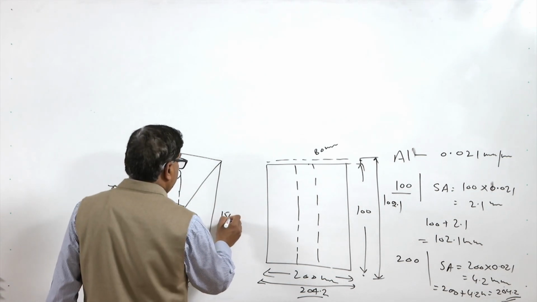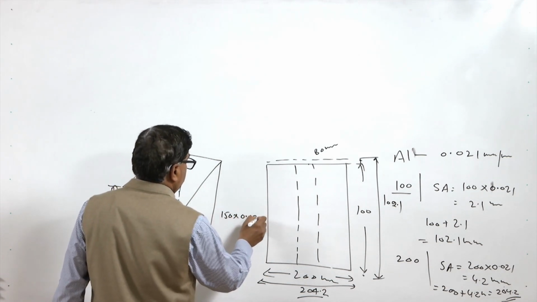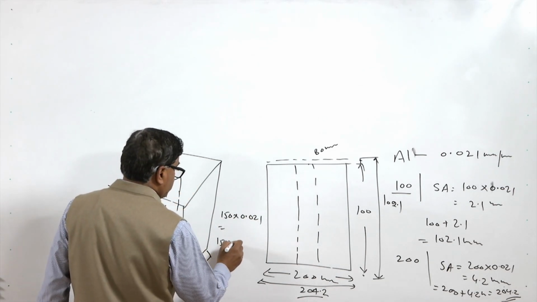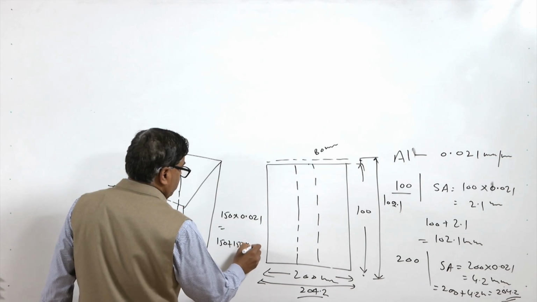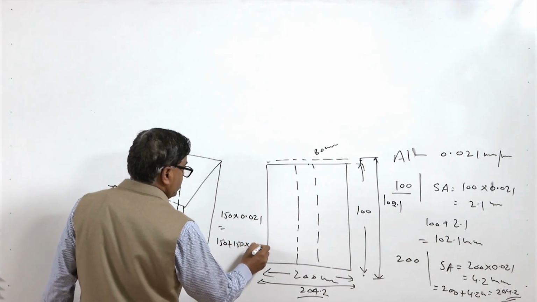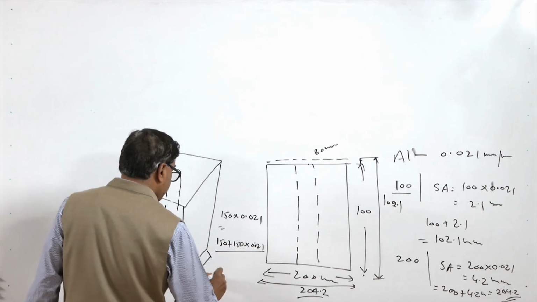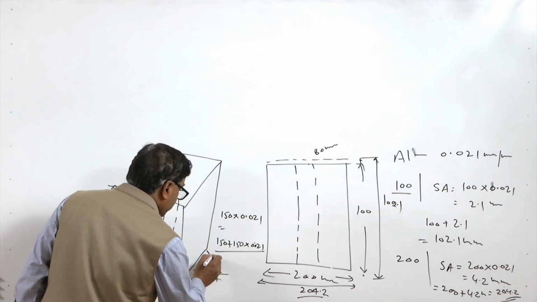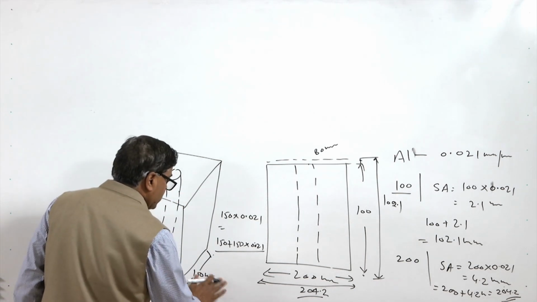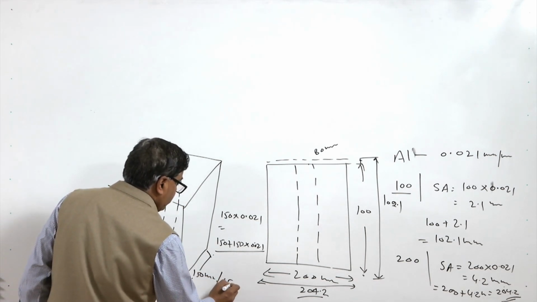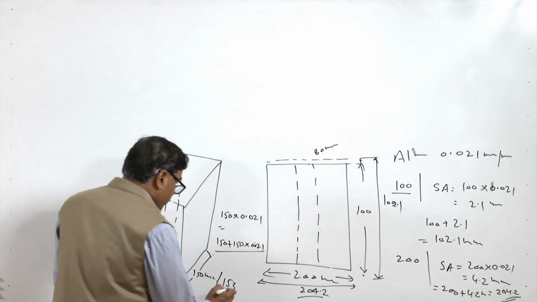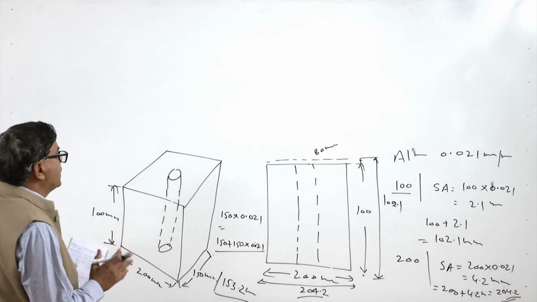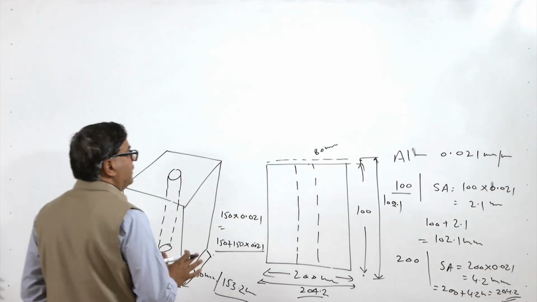So, 150 multiplied by 0.021 will give us the shrinkage allowance, and that is to be added to 150, that is, 150 plus 150 into 0.021. So, this will be the modified dimension, and after adding the shrinkage allowance, it comes out to be 153.2 mm. So, this is how the shrinkage allowance is given to the external dimensions.